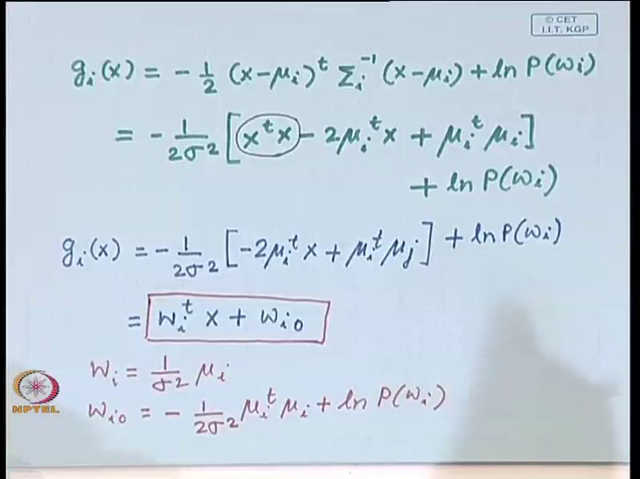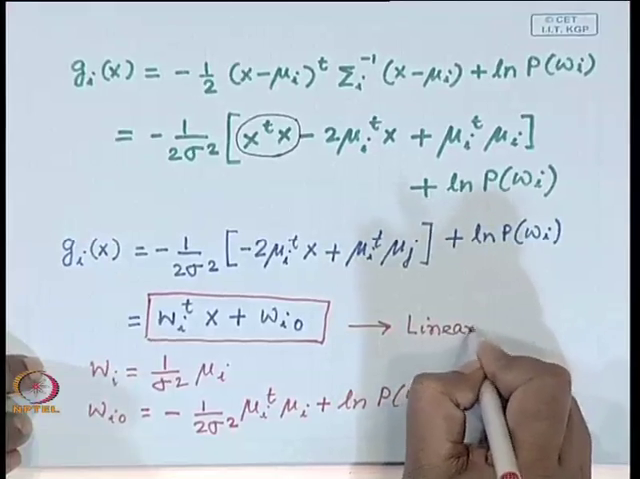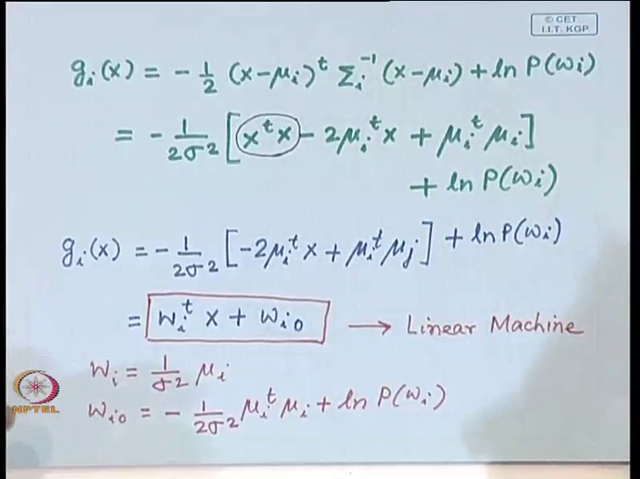And if we have a classifier whose discriminant functions classify based on such linear equations, that is called a linear machine. So, a classifier which uses linear discriminant functions to decide about the class belongingness of an unknown vector is called a linear machine. So, that is about the discriminant function of an individual class, or the ith class.